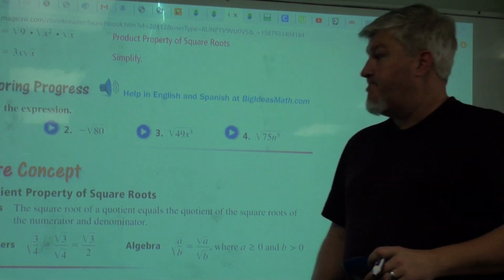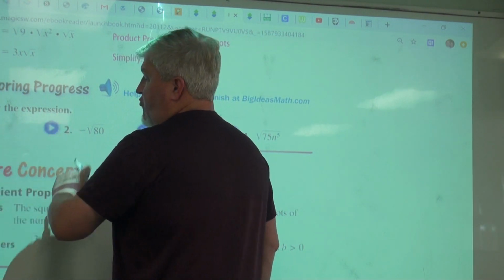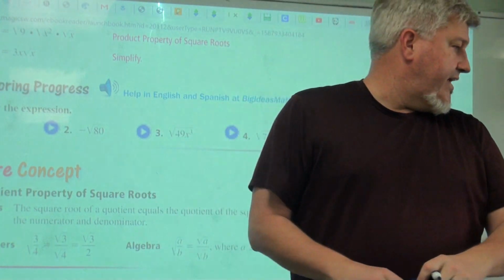All right, so let's take a look. The first one is the square root of 24. So I'm trying to think about, are there any perfect squares that divide?